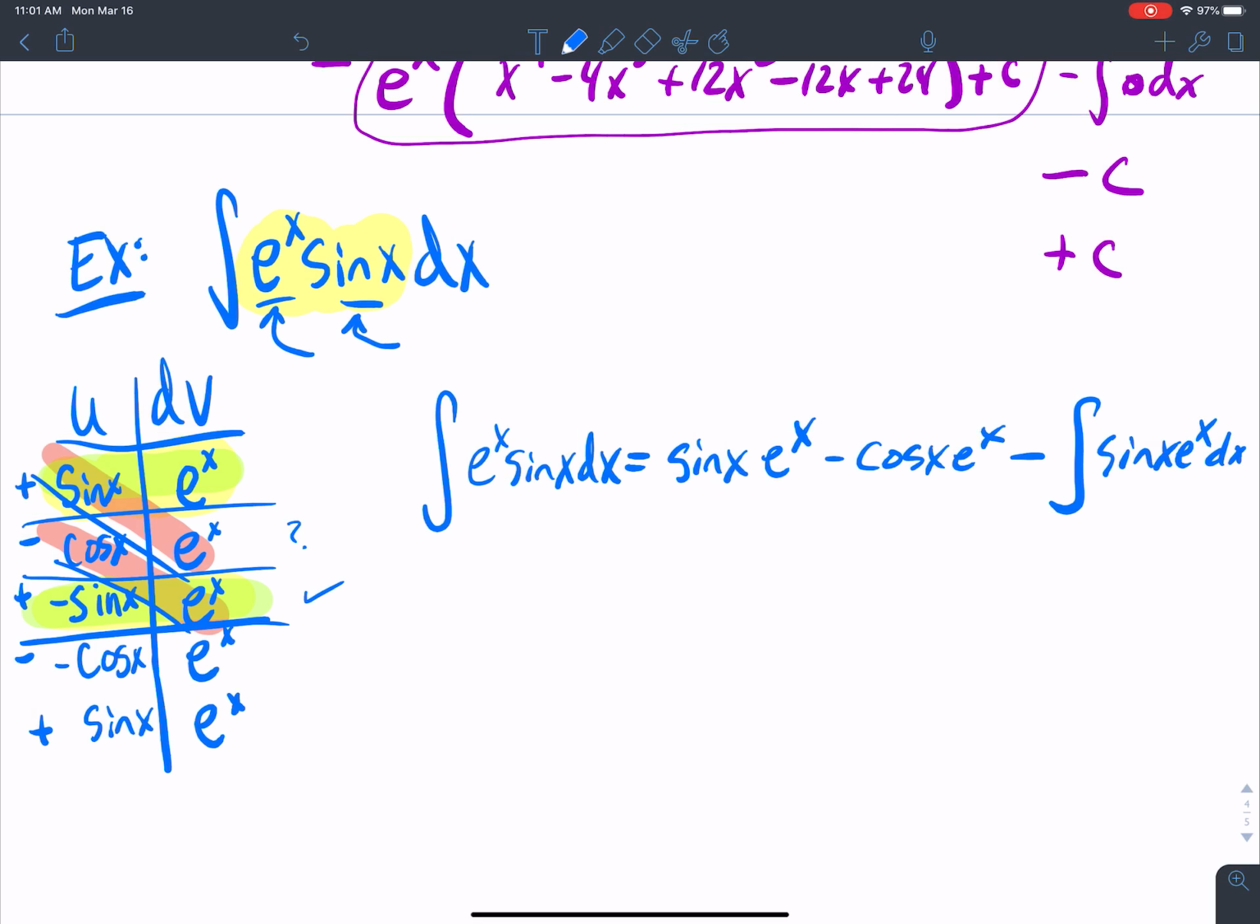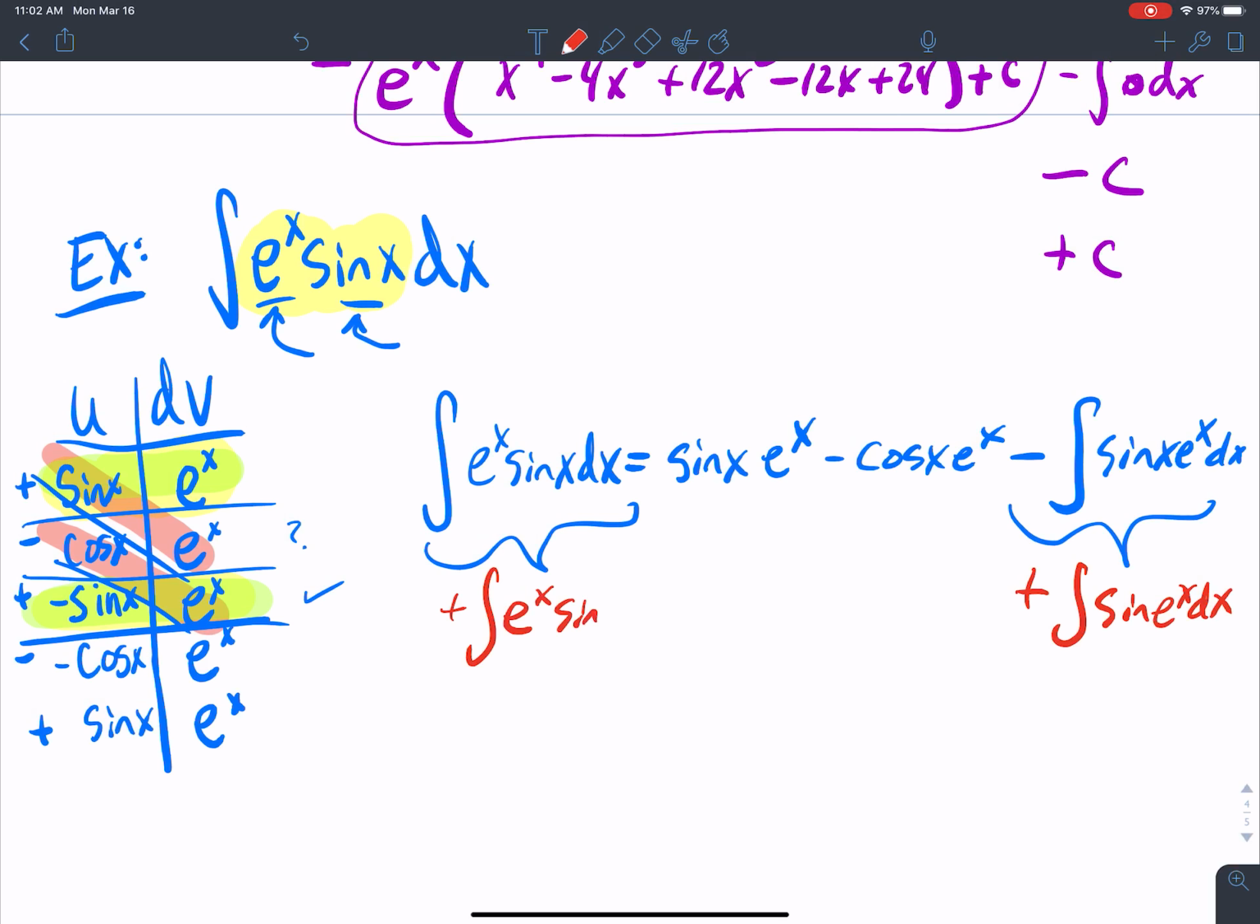Okay, when I write this out, now I see I've got the same integral on both sides. So that's what I'm trying to solve for. So add this integral of sine x e to the x dx to both sides. Multiplication is commutative: a times b is b times a, so all I've got to do is move it around. So I've got two of them now.